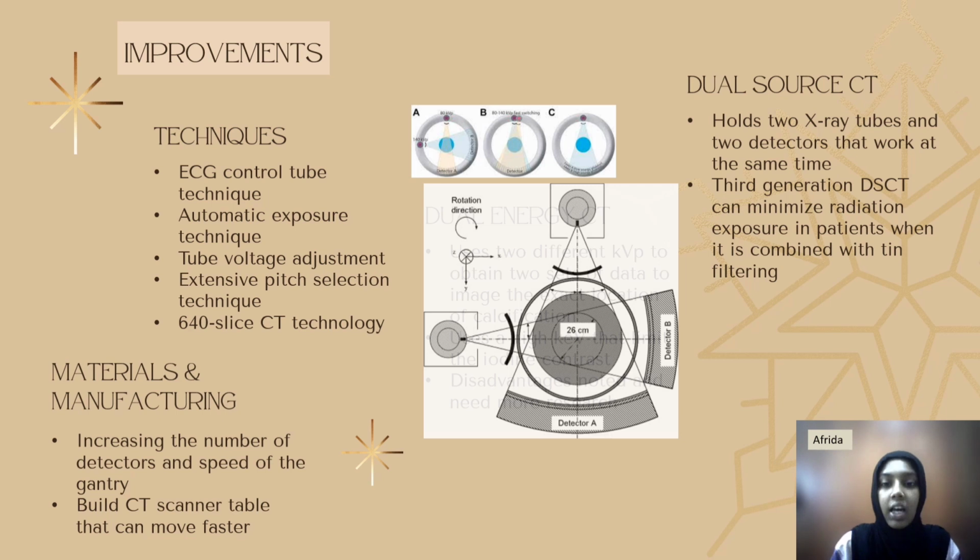Lastly, the dual source CT. This holds two X-ray tubes and two detectors that work at the same time. And the third generation DSCT can minimize radiation exposure in patients when it is combined with thin filtering.